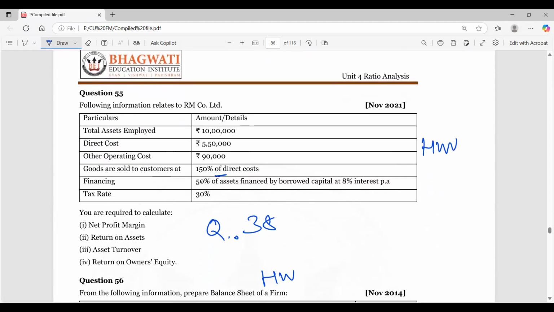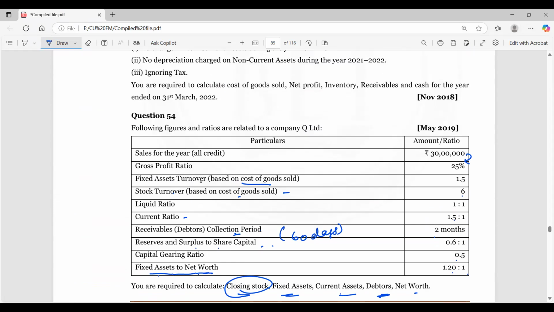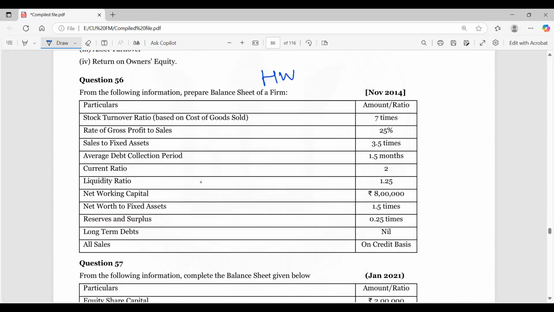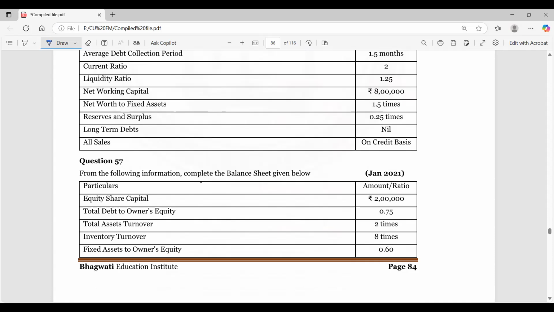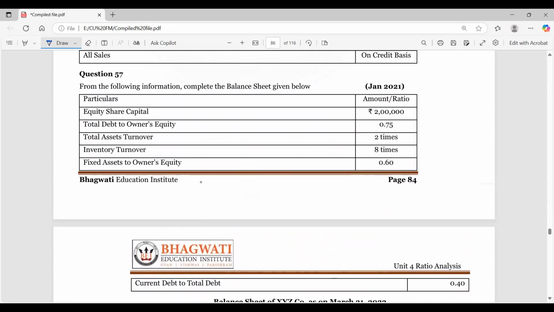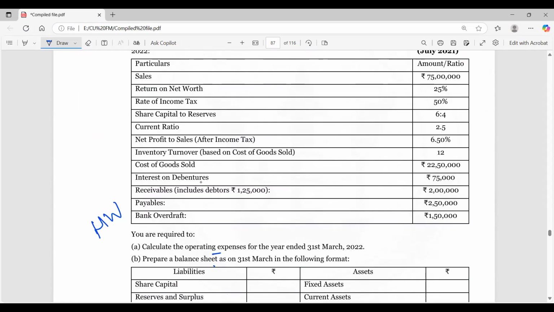So listen, question number 55 homework is similar to question number 38. Before that, is everyone done with this? Is there anyone who is still doing it? Question number 56 is homework, 57 I will do now. Only 57 and 59, we will call it a day.